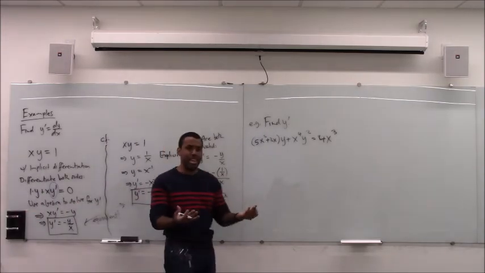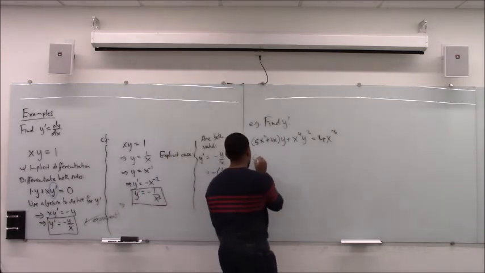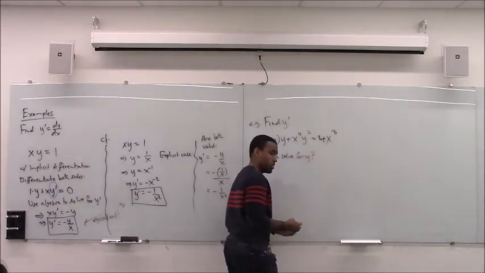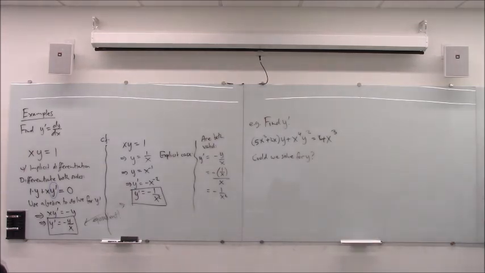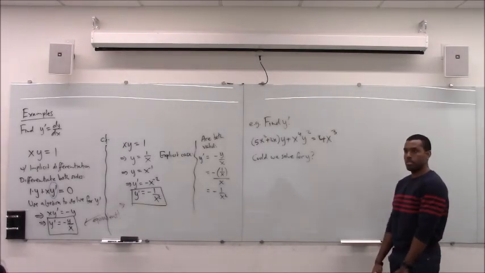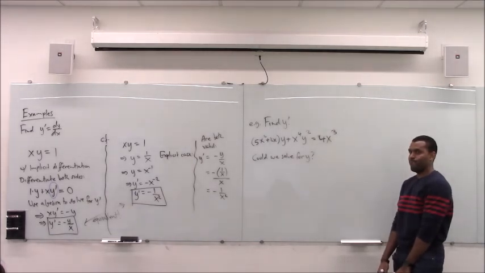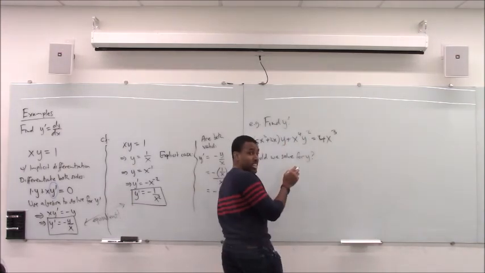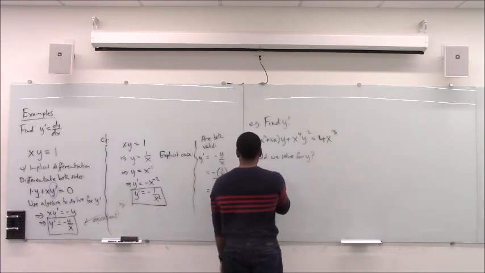So let's say you had that attitude when approaching this problem. Could we solve for y here? Do you see how to actually solve for y and use what we did before? It's totally confusing. I'll give you a hint. The answer is yes.